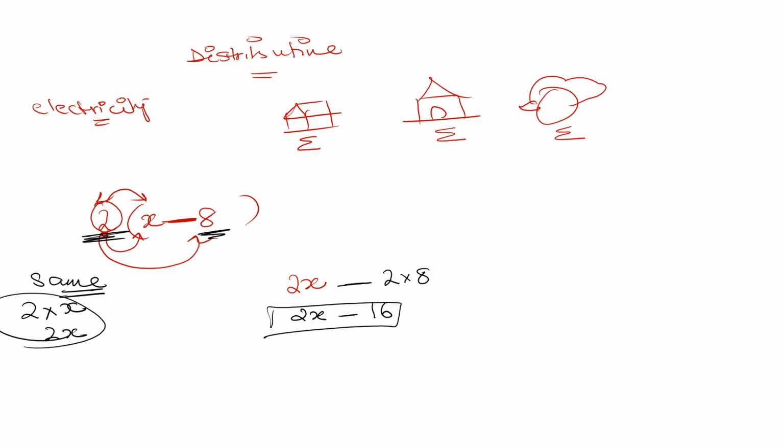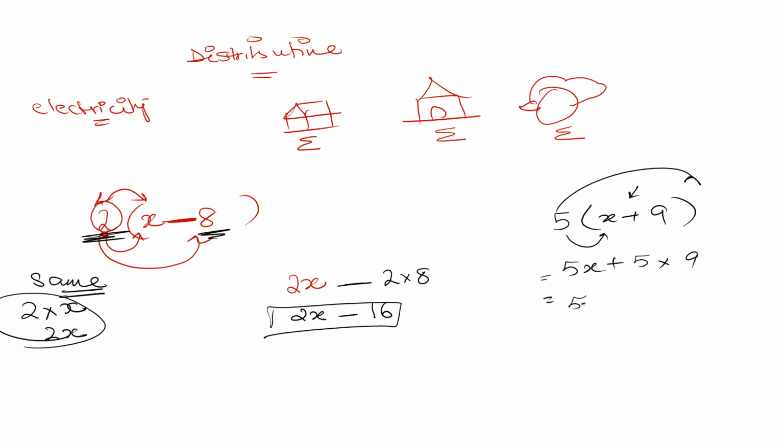Let's try more questions. Let's suppose 5x plus 9. How will I solve this question? I will write 5 with the x. Then there is a plus sign, I will put the plus sign. And then I have 5 and 9, so 5 times 9. Now I will write the 5x as it is, and then plus 5 times 9 is 45.